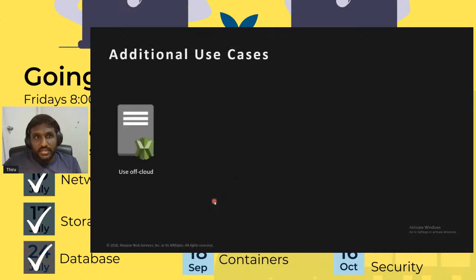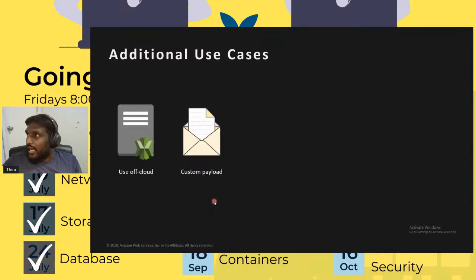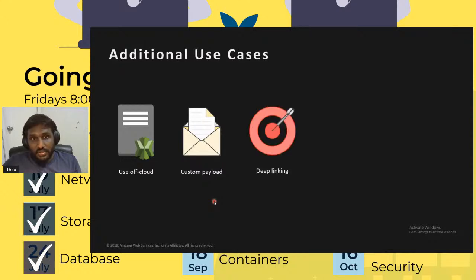Additional use cases for X-Ray: we can even use it beyond the cloud. We can write custom payloads to test for specific scenarios. We can do deep linking with the exact variables and how those variables and functions behave. So in the console, you can actually see the exact output of those functions, even in a fully built container in production.